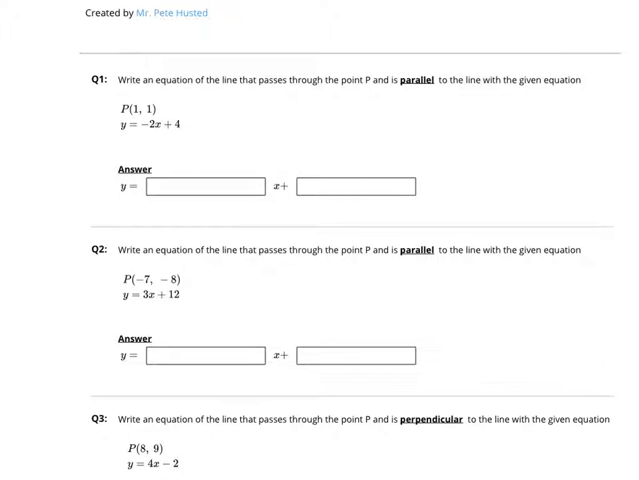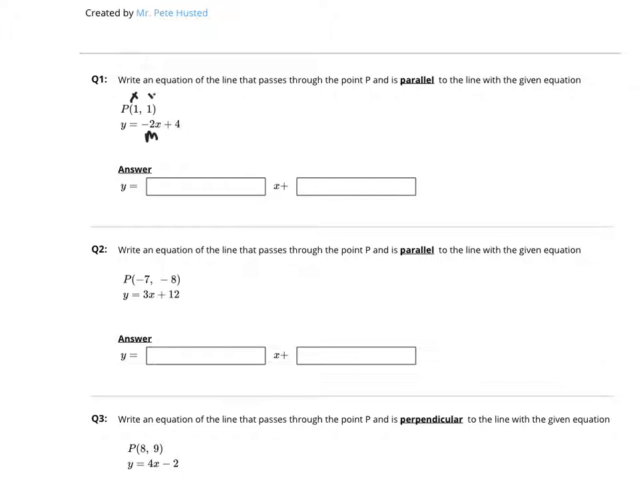Now we want to write the equation of a line that's parallel with this line here. So here's a line. We're going to write another equation, y equals something x plus b, okay? But it's parallel with this. Now remember, parallel lines have the same slope. All right, so there's your m right there, the -2.